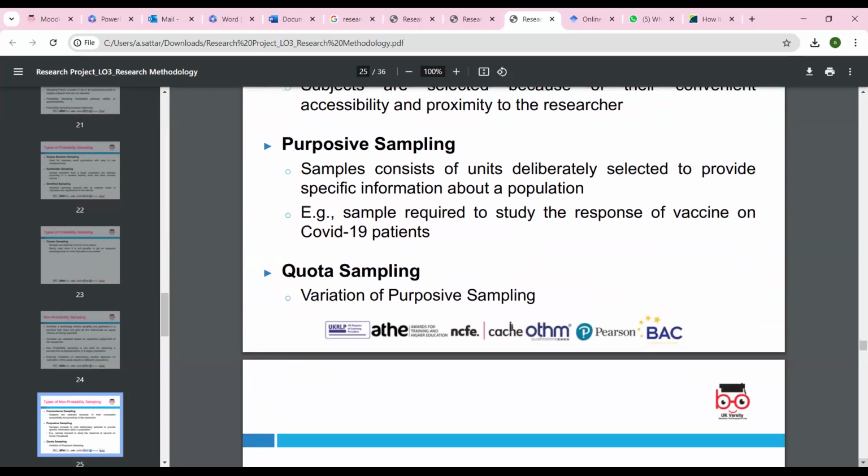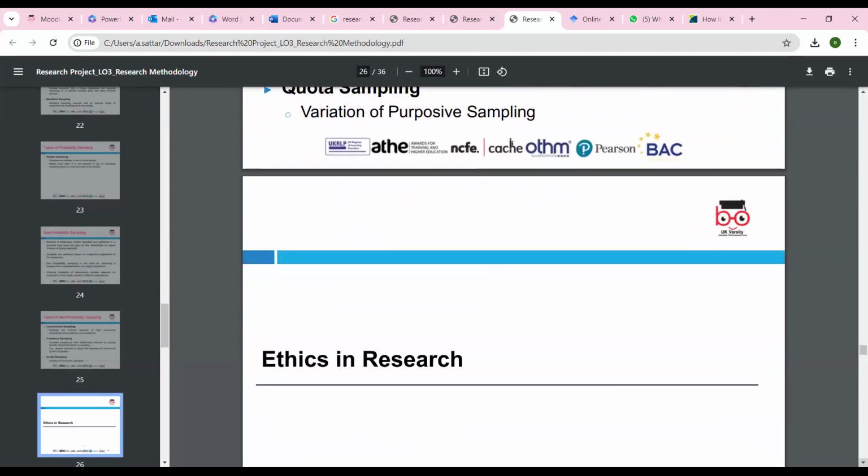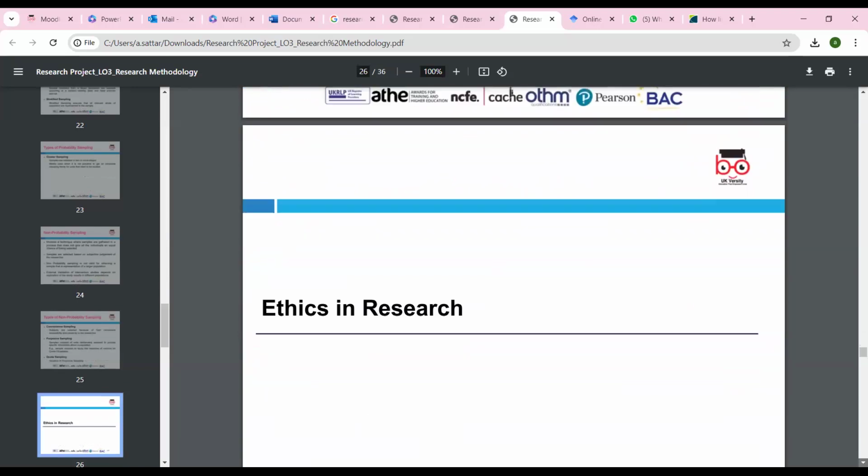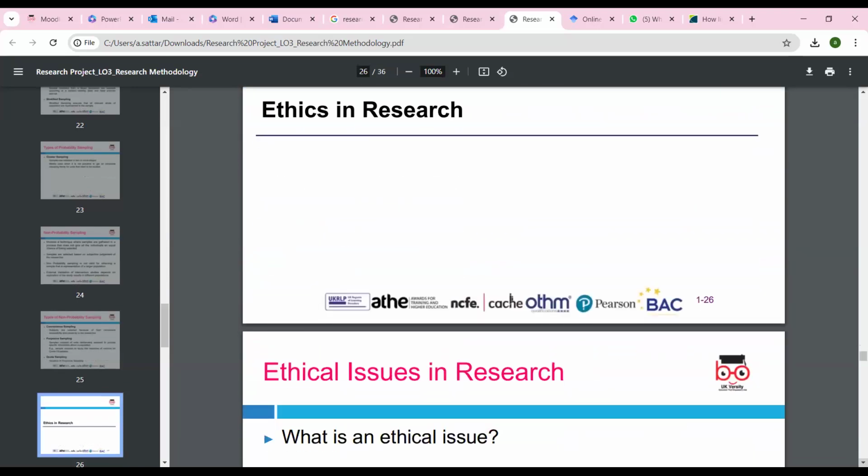Then there is purposive sampling, which consists of units deliberately selected to provide specific information, for example a sample required to study the response to the vaccine in COVID-19 patients. Then there is quota sampling, a variation of purposive sampling, which we will look at in a minute. Next, ethics in research.